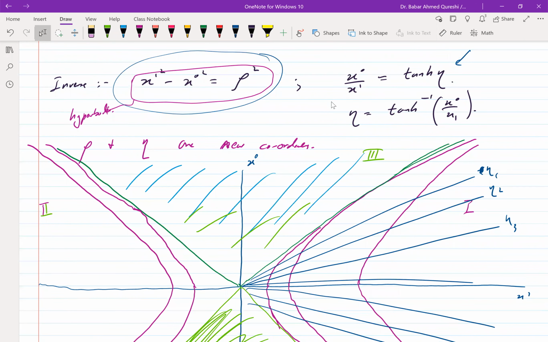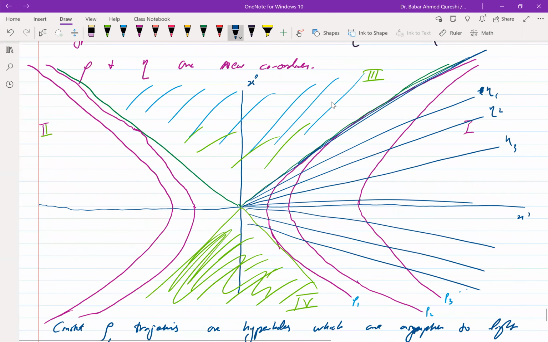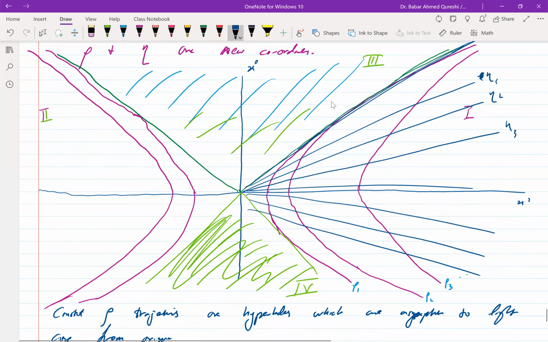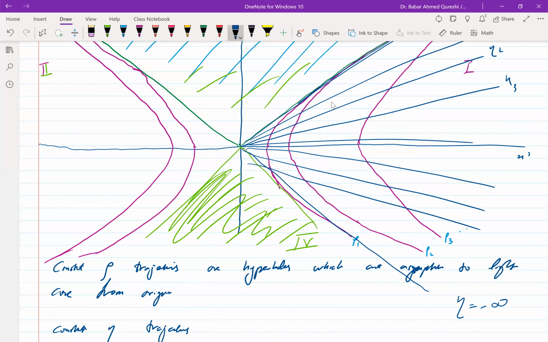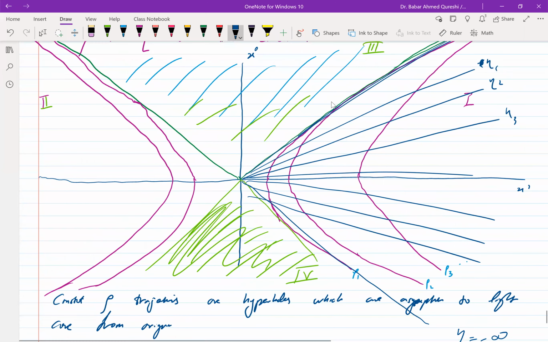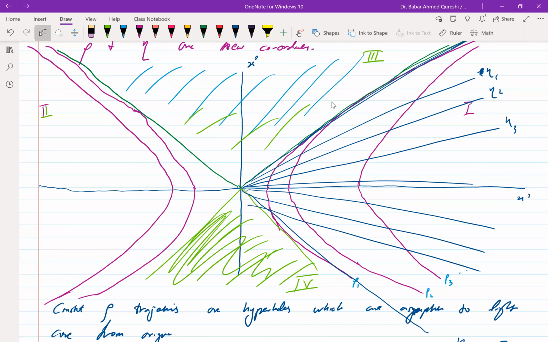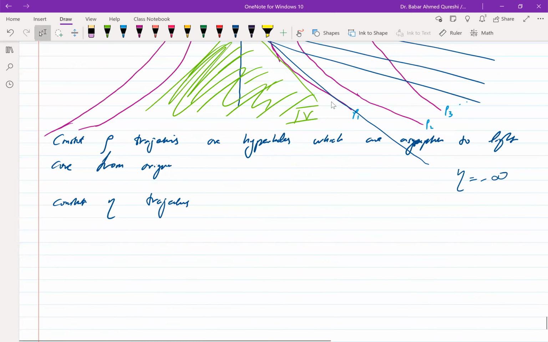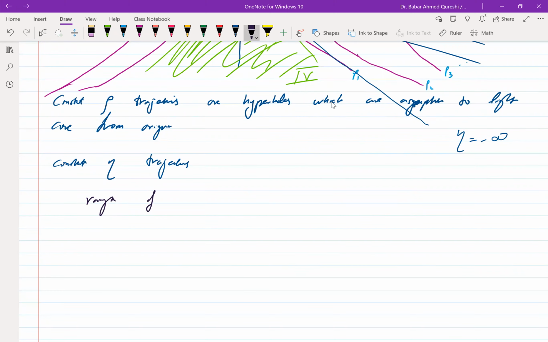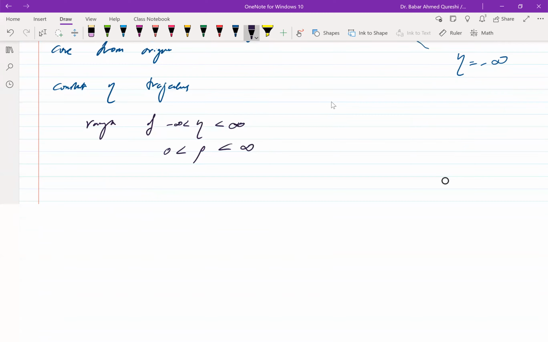And when eta is infinity, you are hitting the light cone. And when eta is minus infinity, you are hitting the back light cone. So again, you go from minus infinity eta to plus infinity eta. This is the whole range of eta. And the whole range of rho is 0 to infinity. You go through the whole range, and you do not enter region 3 and region 4. I should probably write that the range of eta is plus infinity to minus infinity, and the range of rho is from 0 to infinity. But none of them covers regions 3 and 4.